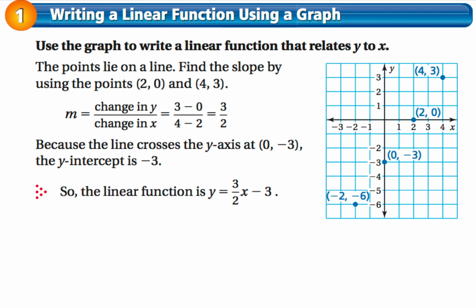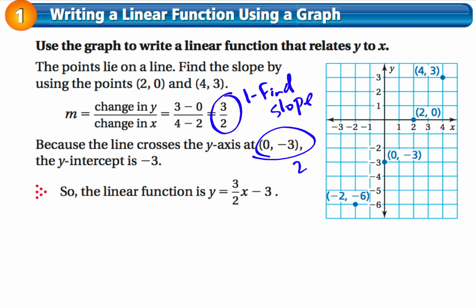When we write an equation of a line, we need to do 3 steps. Step 1, find the slope. Step 2, find the y-intercept, which here, where we've got a graph, we can just locate right there. And step 3, you write the equation, y equals mx plus b. And here, where the slope was 3/2 and the intercept was -3, it's just y equals 3/2 x minus 3.